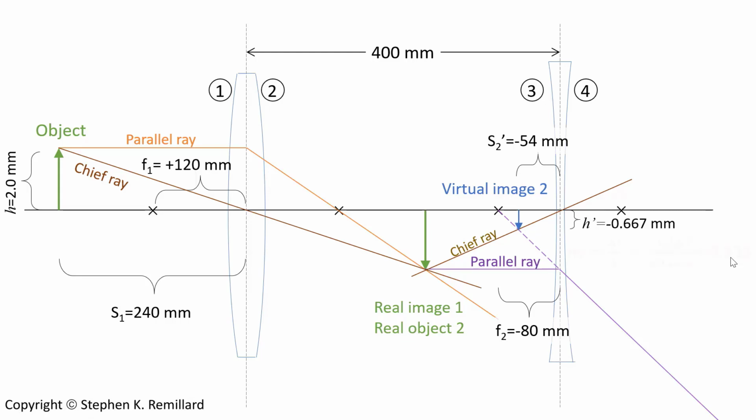From that we have a magnification. It's the height of the image divided by the height of the object. And we have a magnification then of minus 0.333, negative because it's inverted. Less than 1 meaning it's small. That's the solution by optical ray diagram.